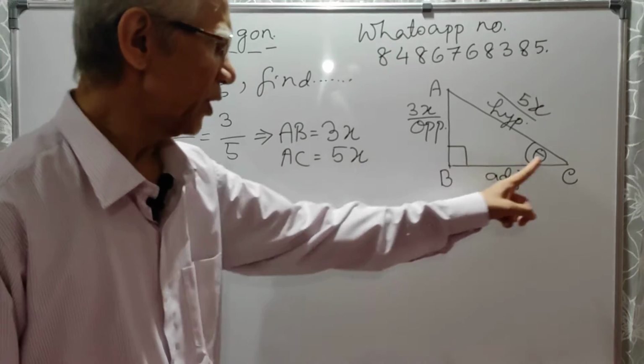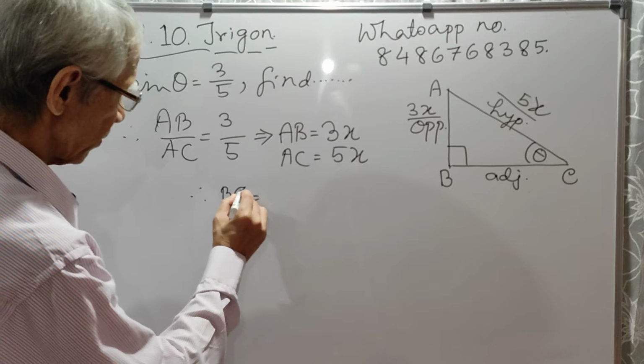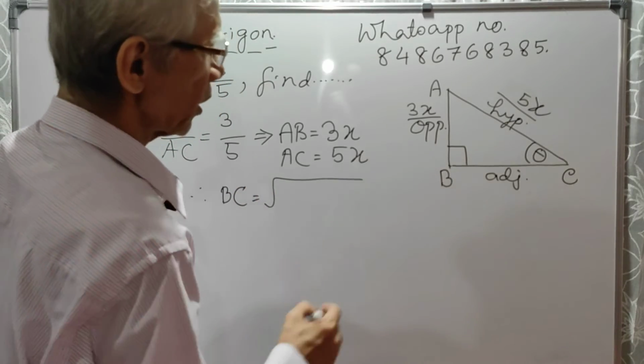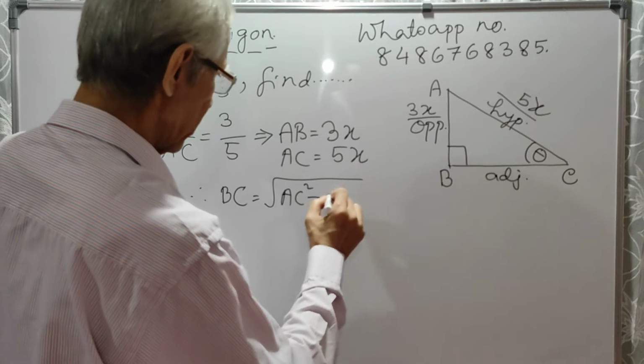Now let us find out BC. What will be BC? Using Pythagoras theorem, it will be the square root of AC square minus AB square, isn't it?